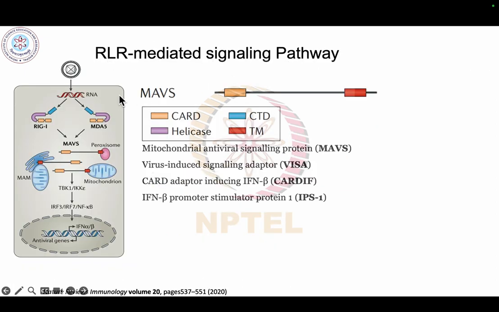RLR mediated signaling pathway. So when a virus infects us, it comes inside the cells and releases its genome. These RNAs get detected by RIG1 and MDA5, and then it activates MAVS, that is mitochondrial antiviral signaling protein. Downstream, this activates the complex present in the mitochondria, and then inhibitory kappa B and NF-kappa B and the downstream signaling pathway.